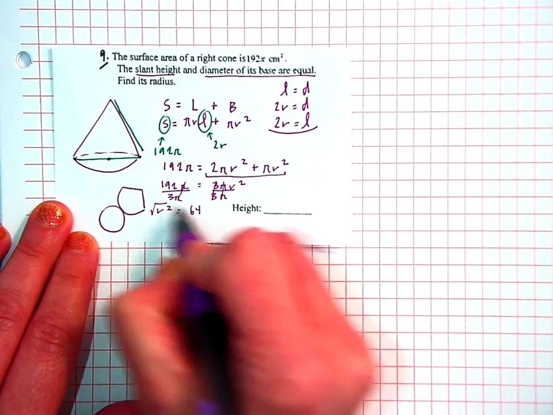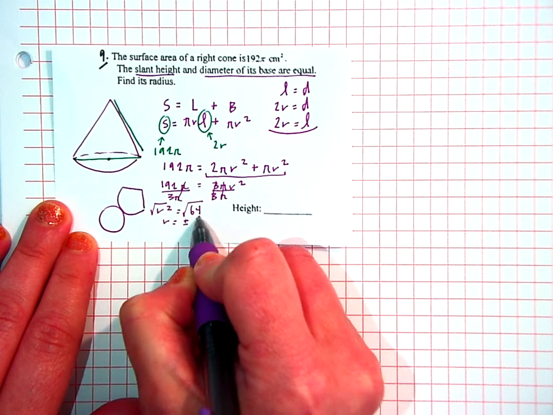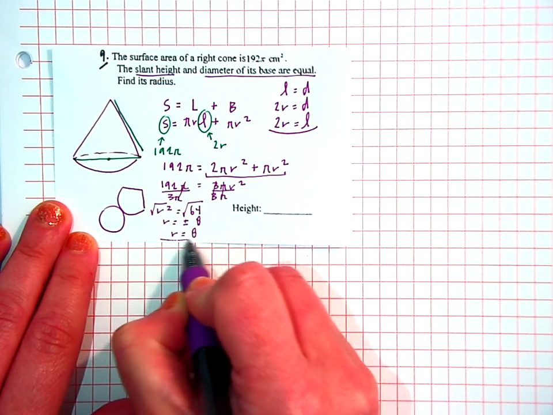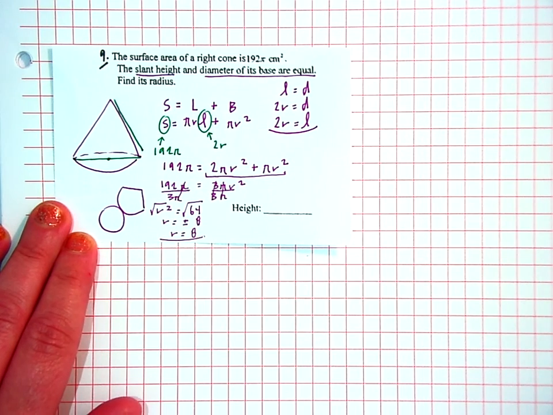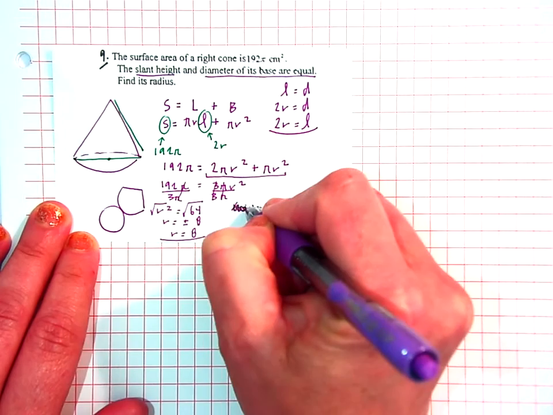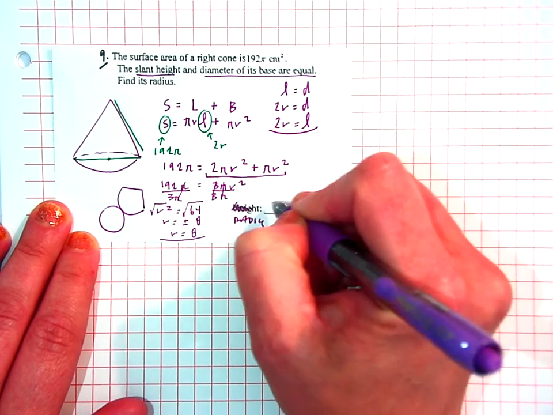Solve by taking the square root of each side. We know that the radius could technically be plus or minus 8, but since it has to be a positive measure, I'm only taking the positive 8 right there. So my radius here should be 8 centimeters.